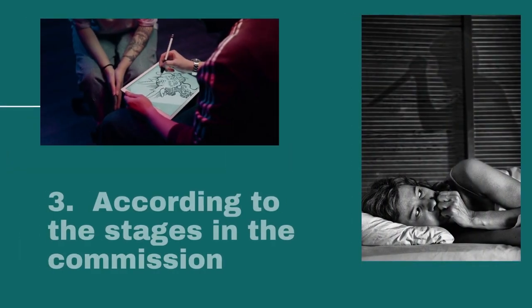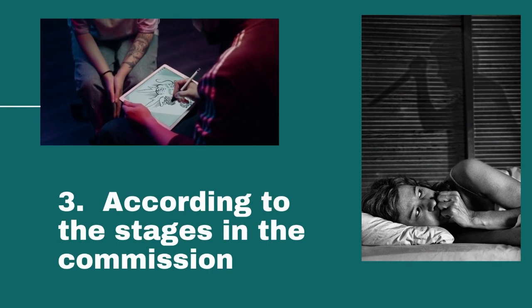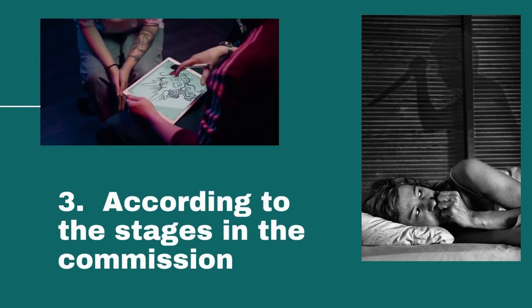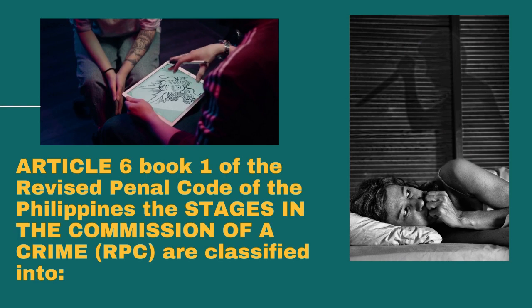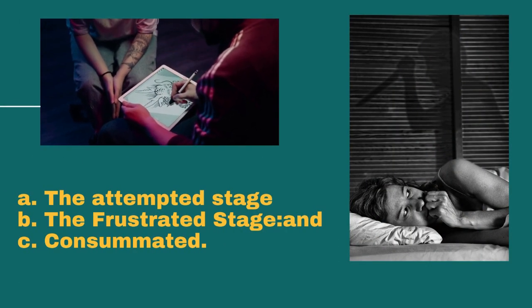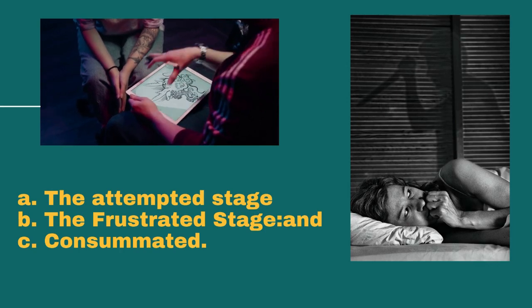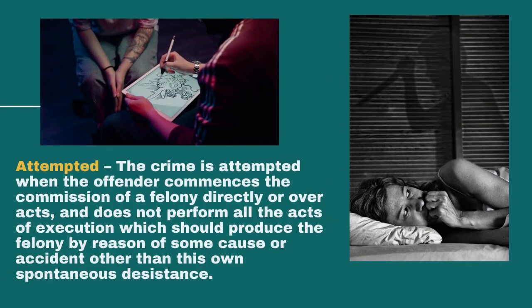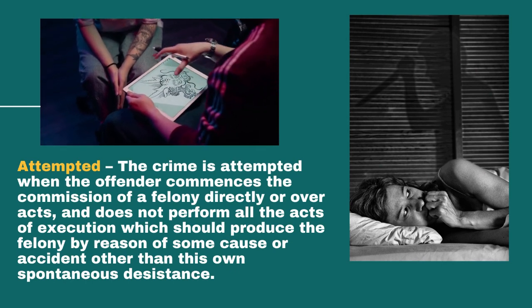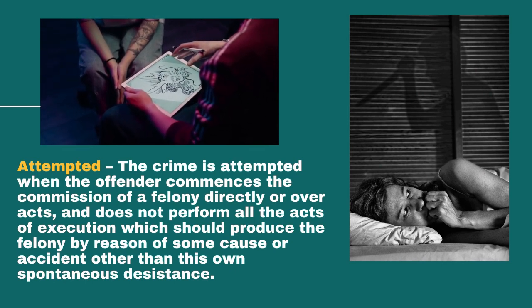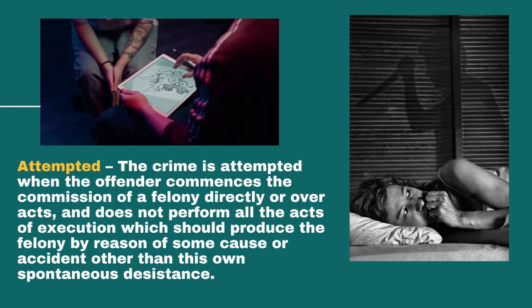3. According to the stages in the commission. Article 6, Book 1 of the Revised Penal Code of the Philippines. The stages in the commission of a crime, RPC, are classified into the attempted stage, the frustrated stage, and consummated. A. Attempted. The crime is attempted when the offender commences the commission of a felony directly by overt acts, and does not perform all the acts of execution which should produce the felony by reason of some cause or accident other than his own spontaneous desistance.